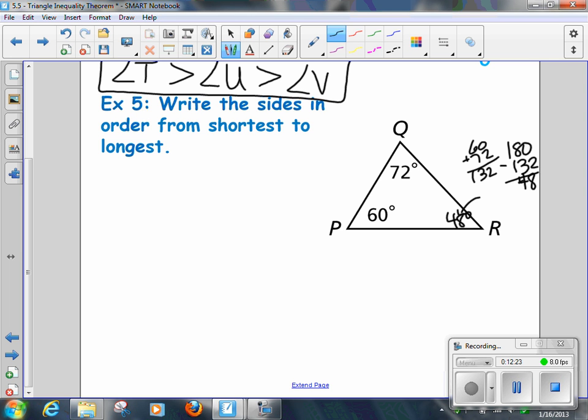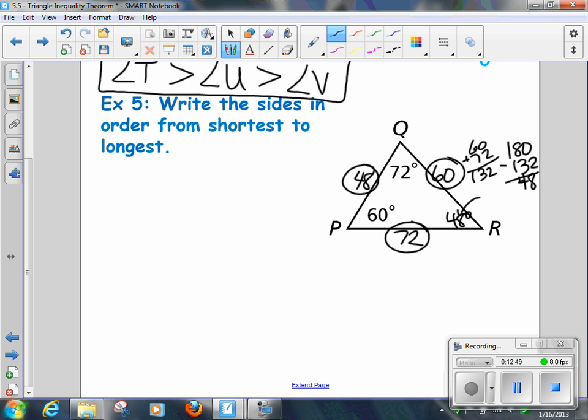Y'all with me? That's just finding an angle in a triangle. What side am I going to associate 48 with? 48, PQ. Right, I'm going to go across. Does that mean that PQ is 48 yards long? No, it's just a number that I associate. Is 72 PR? And 60 has to go with QR, right?